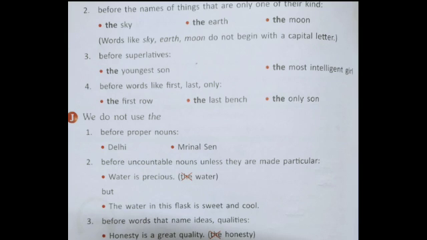We do not use the before proper nouns. Before proper nouns, we do not use the word the. For example, Delhi, Mrinal Sen, etc. Water is an uncountable noun unless it is made particular. So we do not say the water is precious, we say water is precious. But the water in the flask is sweet and cool. The water in the flask is hot. So when we are mentioning a particular thing, then we say the water in the flask is cool, the water in the flask is hot, or any other examples like this.